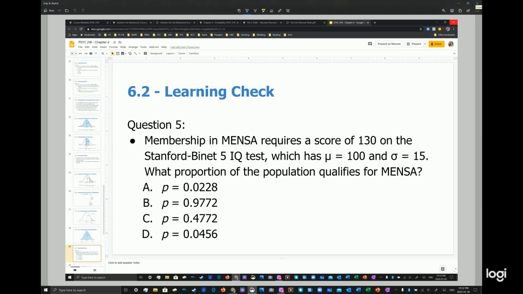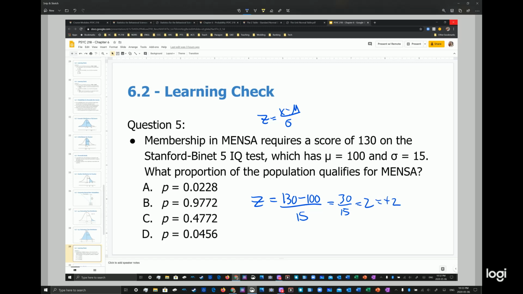It's fairly straightforward. We first find the Z score: 130 minus 100 over 15, because the Z formula is x minus mu over sigma. Standard deviations are the distance between the mean and the score, or the score's distance from the mean in standard deviations. Here, 30 over 15 is 2, and this is plus 2.